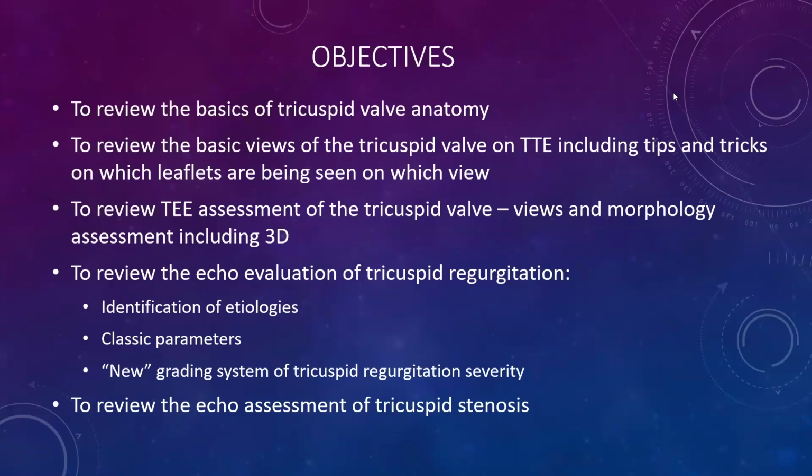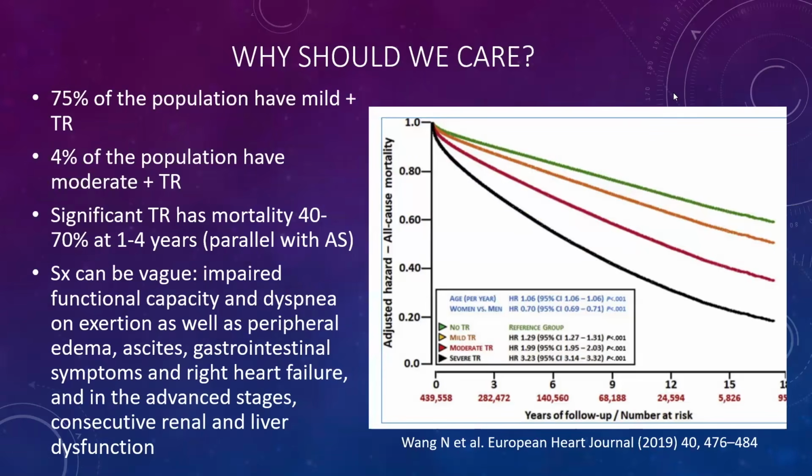So why is this important? Well, 75% of the population have at least mild tricuspid regurgitation, and 4% of the population have moderate or more tricuspid regurgitation. Recent studies that have come out but are not published yet have shown that the incidence of tricuspid regurgitation continues to increase, and that tricuspid regurgitation actually has a mortality of 40 to 70% at 1 to 4 years, if it's significant. And this is a parallel with what you would see with aortic stenosis.